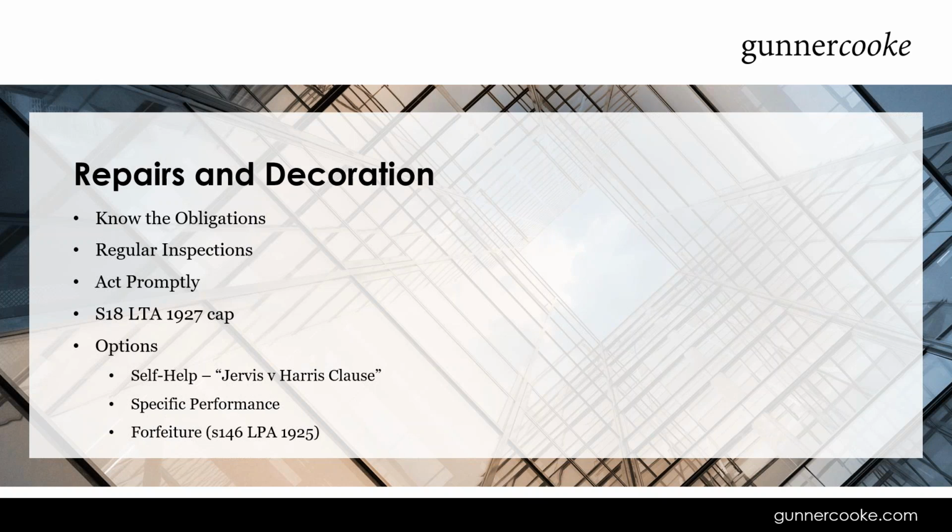So the first thing that you can do is you can deal with the Jervis and Harris clause, and this is a self-help remedy that's contained in most commercial leases. What that gives you the option to do is after your inspection, you can write a notice to the tenant advising them that the following issues need to be resolved. If they don't resolve those issues within a reasonable period of time, and usually time limits are set out within the lease, so if they haven't started to do the works and aren't diligently carrying on with them within that time scale, then the landlord can arrange to go in and do the works themselves.